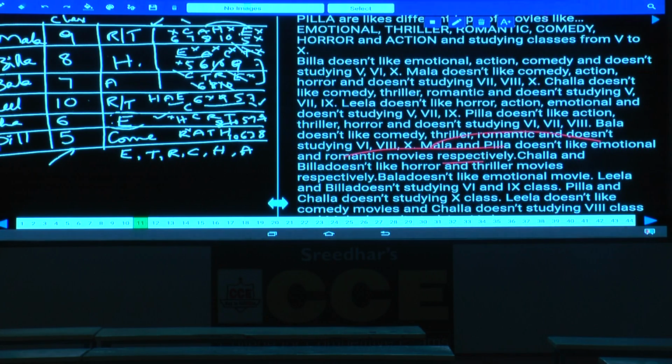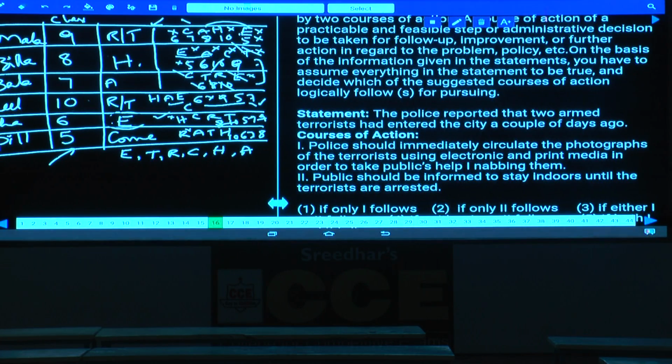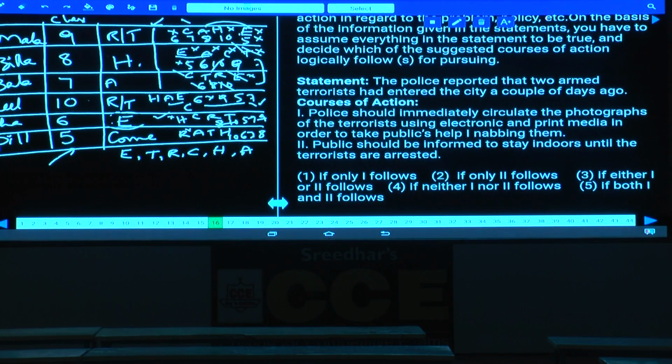The next one is 16 to 20. Now these questions are based on what? Statements followed by some courses of action. The police reported that 2 armed terrorists had entered the city a couple of days ago. Police reported 2 armed terrorists entered into the city a couple of days ago. Now here the problem is the terrorists entered into the city.